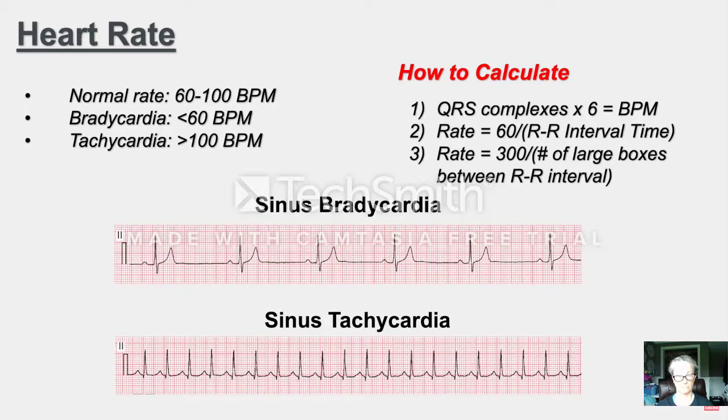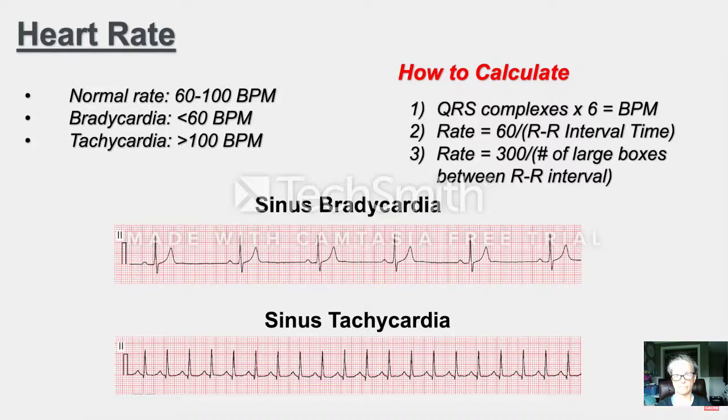The first one is sinus bradycardia, and the second one is sinus tachycardia. If we apply the first method to this ECG strip, we see there's 1, 2, 3, 4, 5, 6 QRS complexes, times 6 is 36 beats per minute. So that is sinus bradycardia. We can also do it on the sinus tachycardia. How many complexes do we see here? 1, 2, 3, up to 20. 20 times 6 is 120 beats per minute, so that is tachycardia. You can see that's very simple, right?